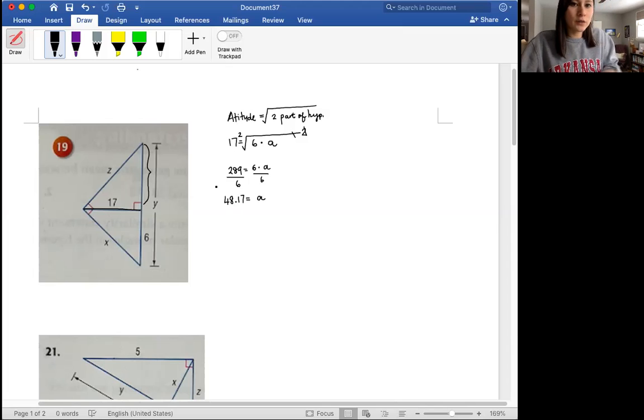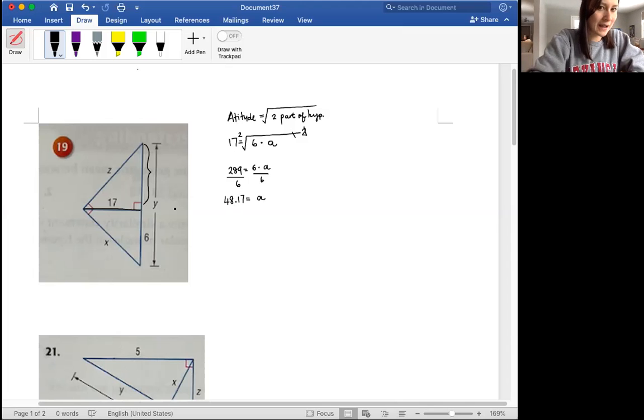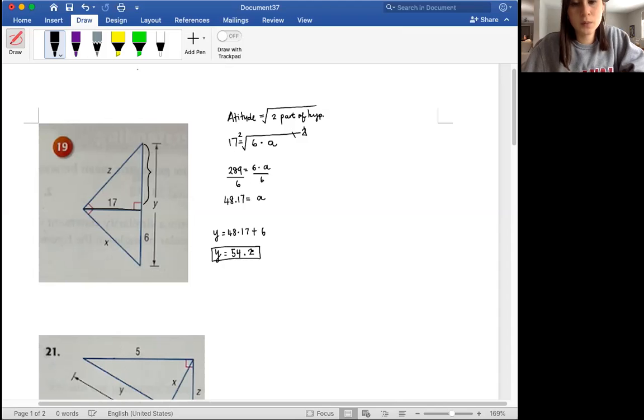So now, if you wanted to find y, couldn't you just add what you have in A to 6, which is the other part? And so y equals 48.17 plus 6. And when I add them together, I get 54.17, or I'm going to round it to 54.2. So that's your answer for y.